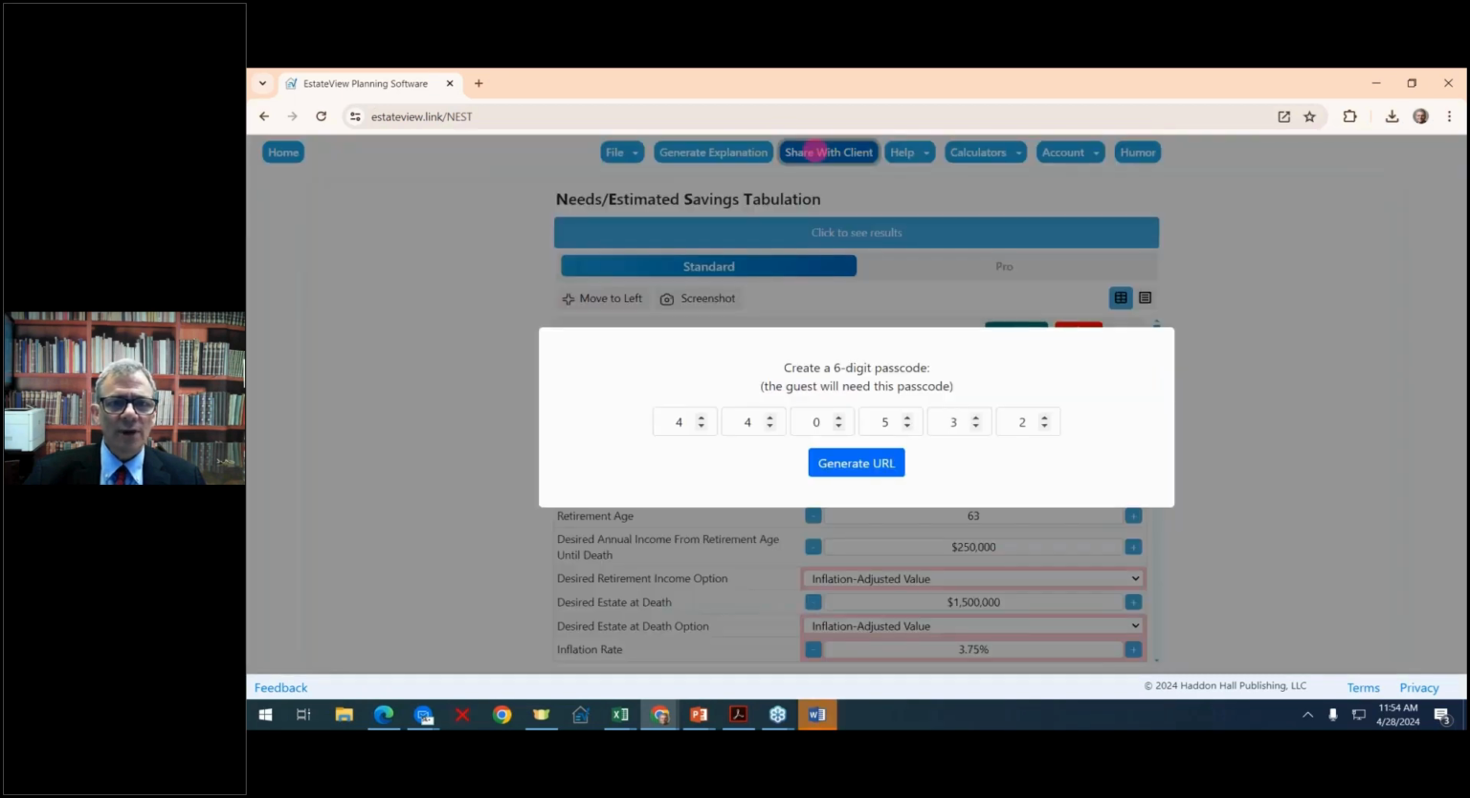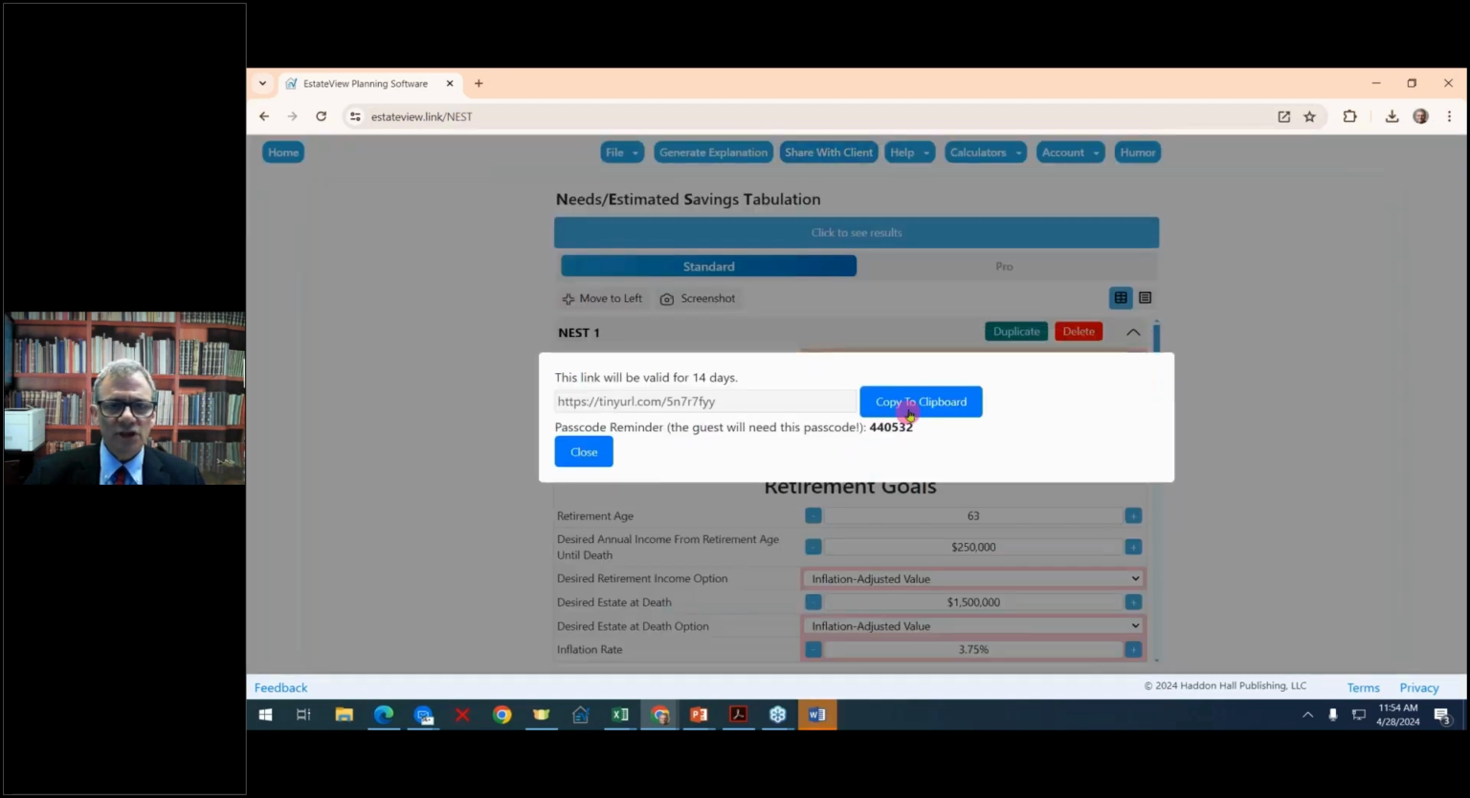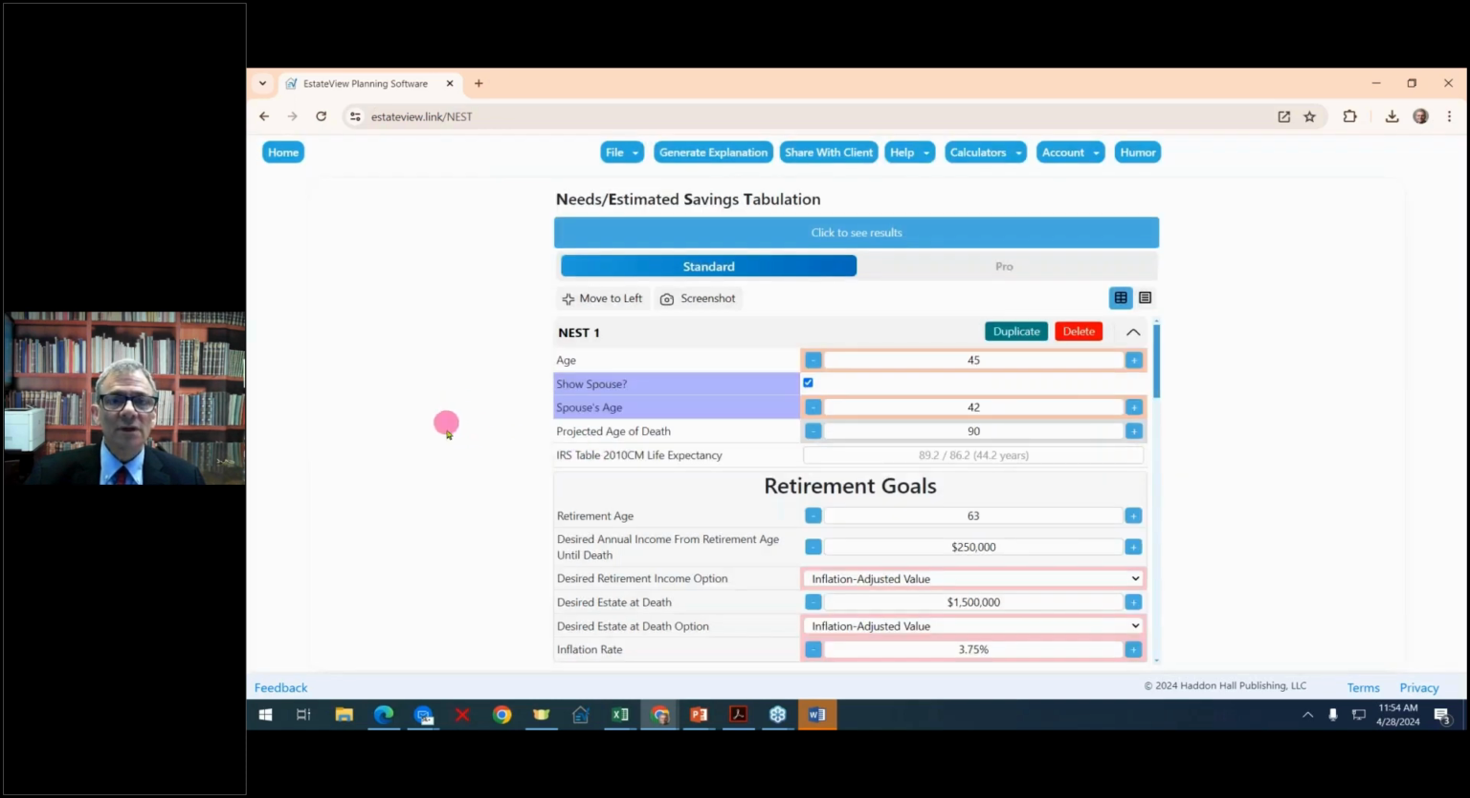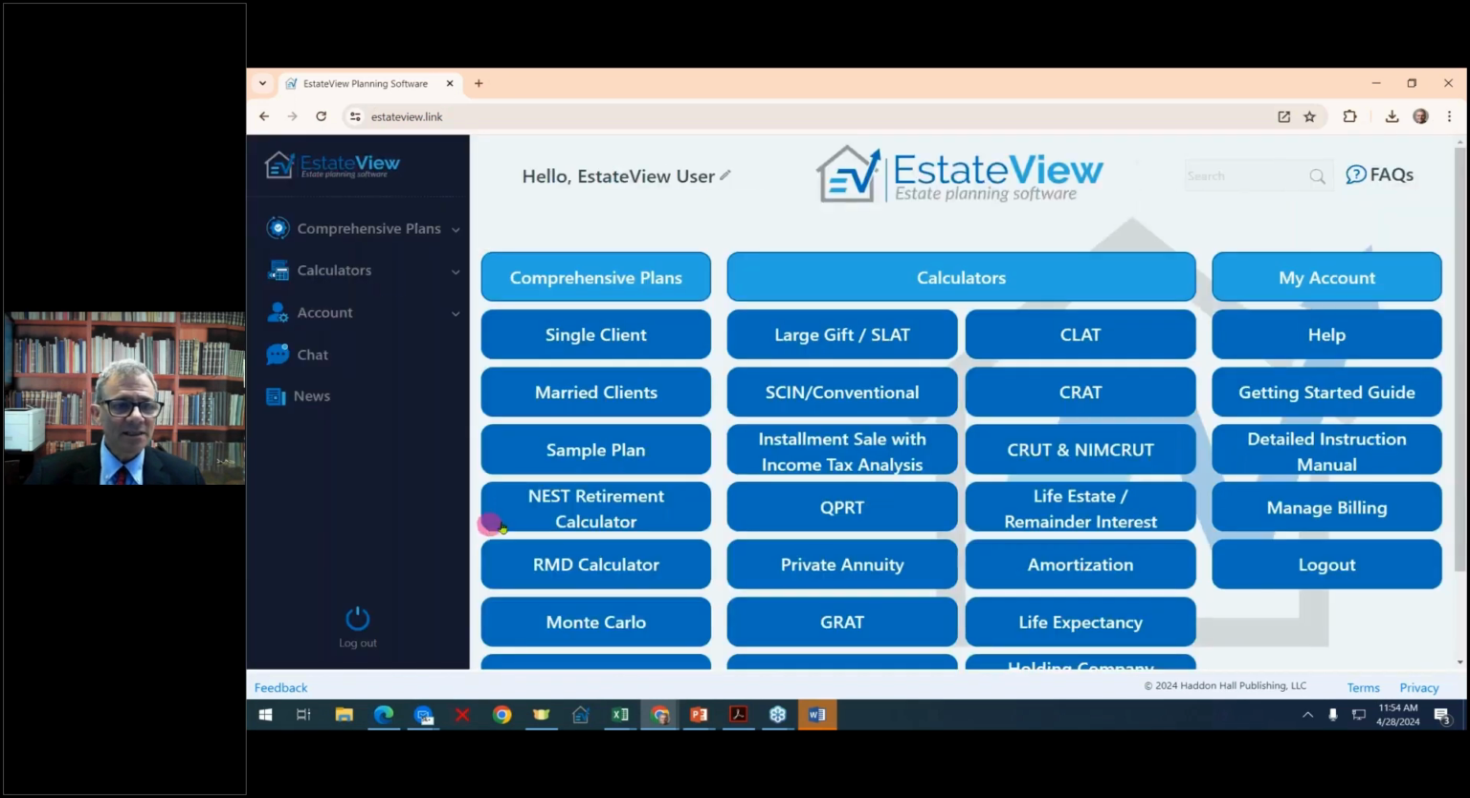I can also, as with the other calculators, share it with the client by pasting the HTTP address that just came up into an email to the client, telling the client to use, in this case, code 440532 to use the software to decide what decisions they want to make and what variables they may want to change in order to decide how to best plan for their retirement. So this, as I said, is the EstateView Nest Retirement Calculator.